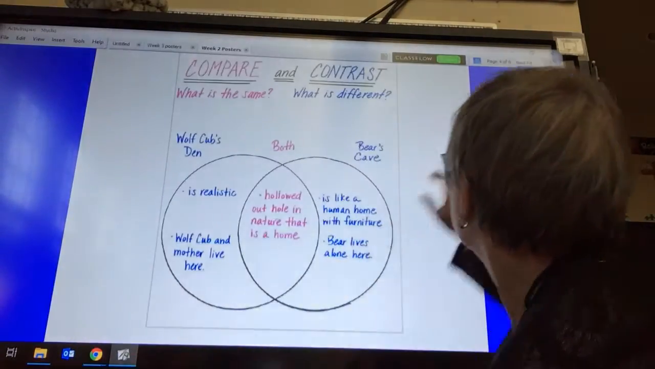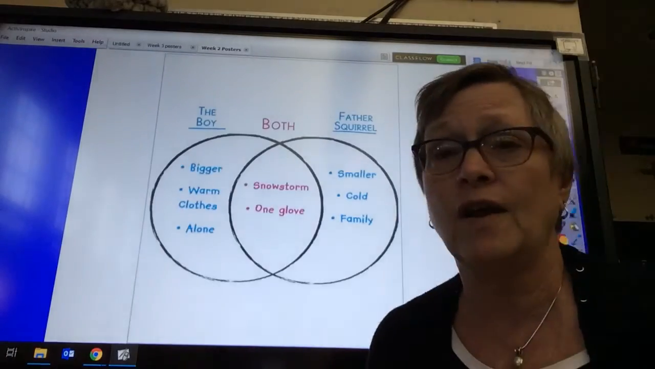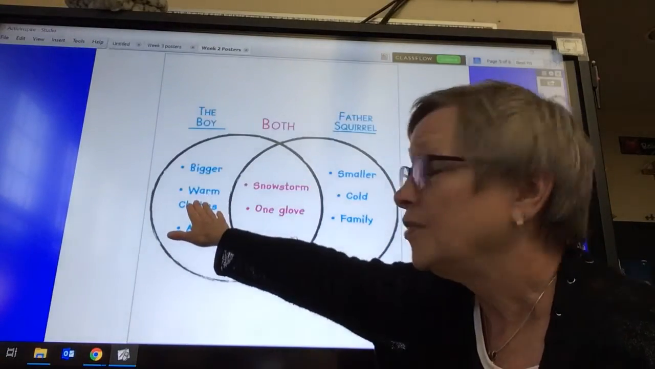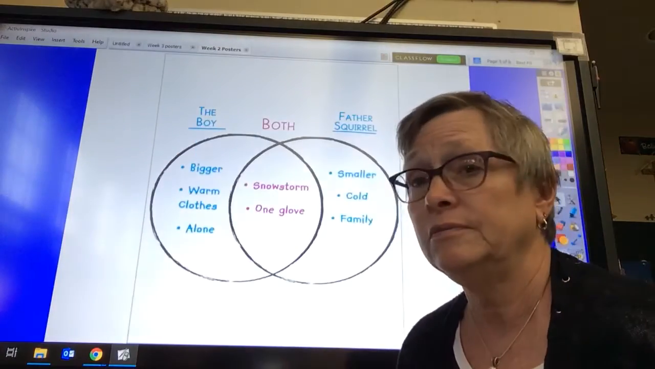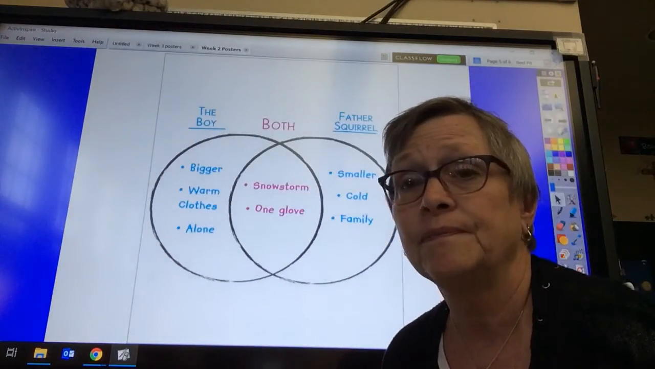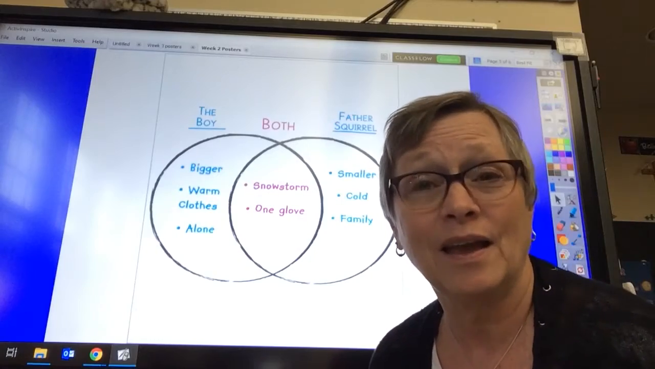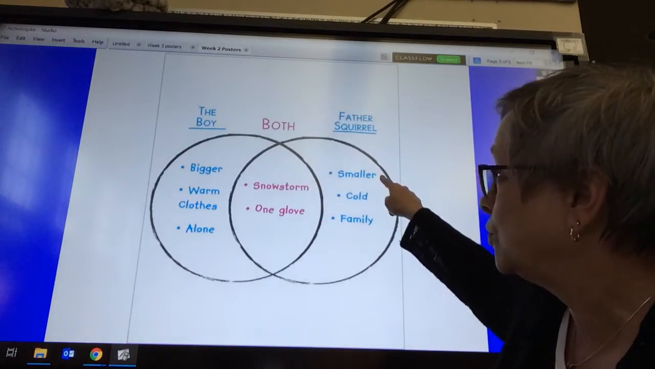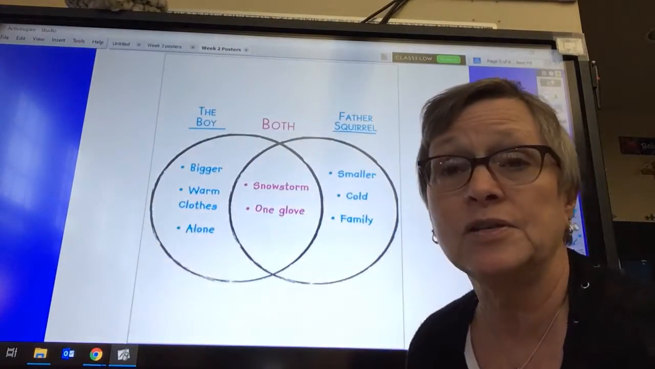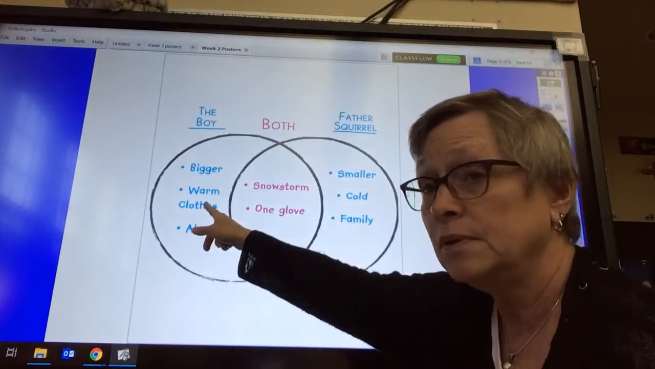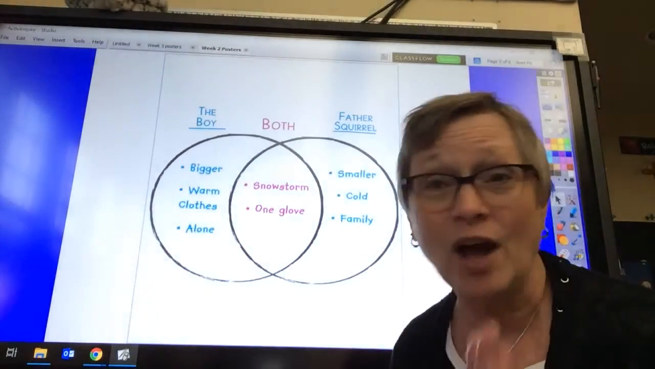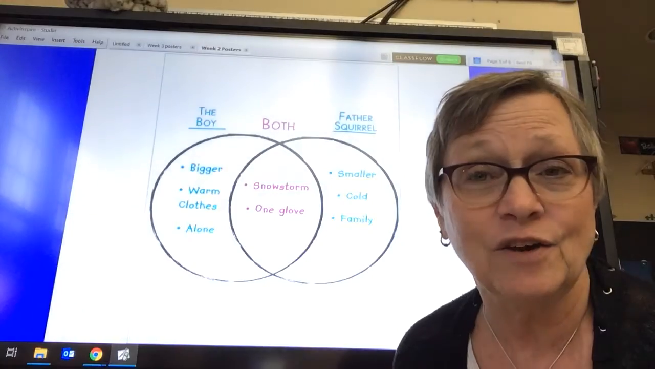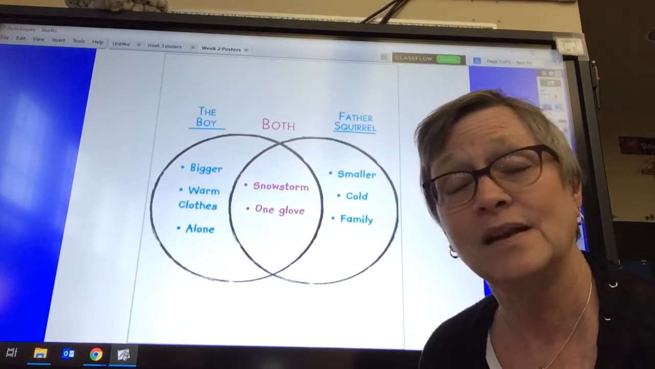Let's pull up and look at the Venn diagram of the boy and Father Squirrel. Differences: the boy is bigger, he's wearing warm clothes, and he's alone. He's not with anybody out in the woods. Father Squirrel is smaller, so that's the opposite, bigger, smaller. Warm, cold, opposites, remember we've talked about opposites before. The boy is alone, but Father Squirrel is taking care of his family. So he's not alone out in the woods.